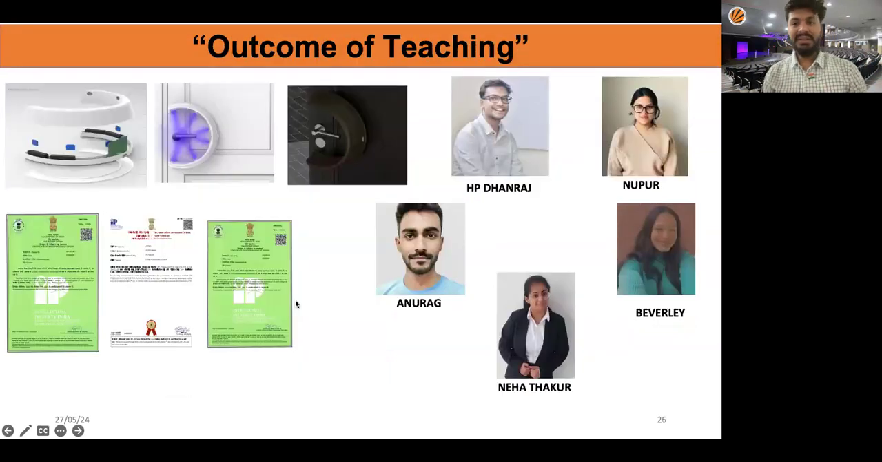Another point is the outcome of the teaching. What exactly are students getting after gaining knowledge in the classroom environment and from different teachers? The outcome is in terms of products also. Students are going to file design patents and register patents. These are a few highlights of the outcomes of the teaching. Students have been granted some patents, which I highlighted here.